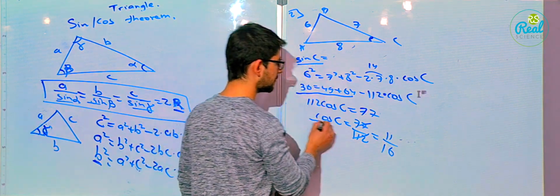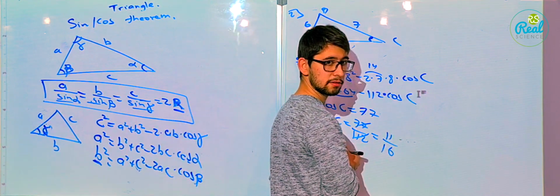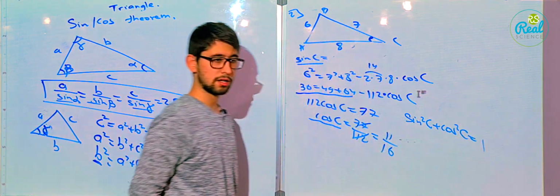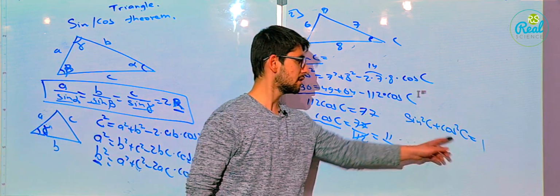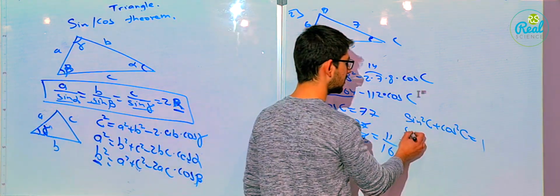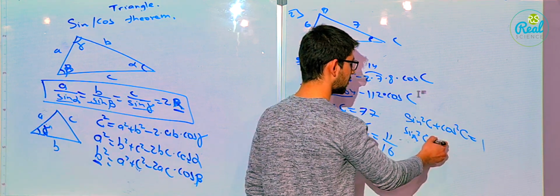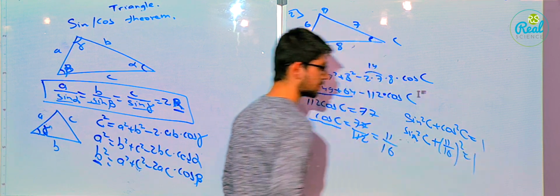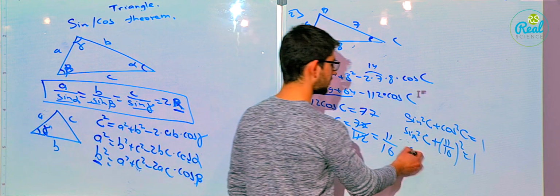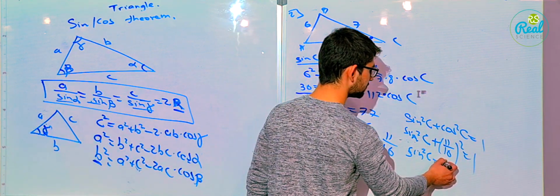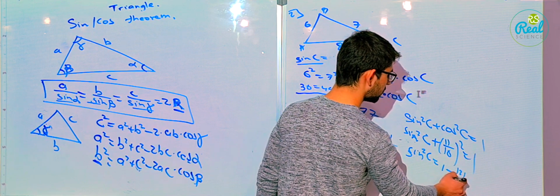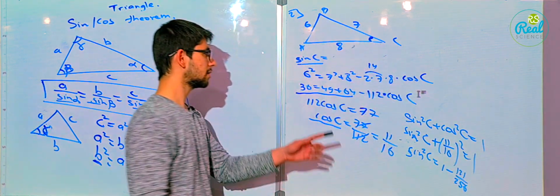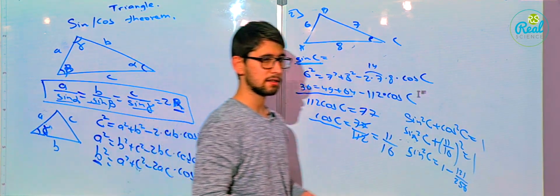So, how to find sine C if you have cosine C? From the main trigonometric identity, sine square C plus cosine square C equals 1. So you have cosine C, you have to find sine C. Let's replace it. Sine square C plus cosine square C, 11 over 16 to the power of 2, equals 1. So, sine square C equals 1 minus 121 over 256, right? So calculate and find the value for sine C on your own, okay?